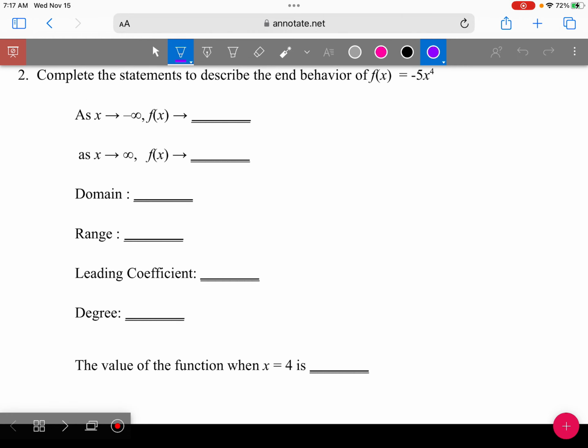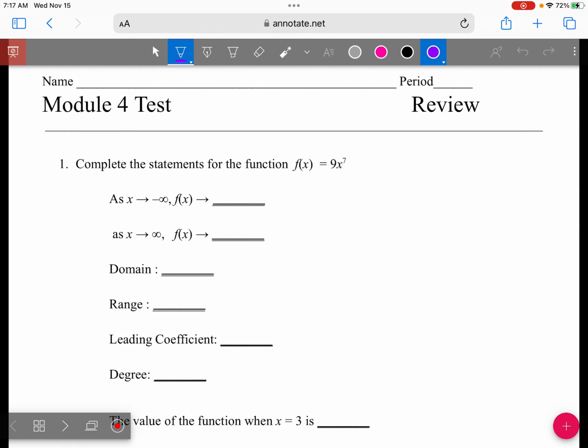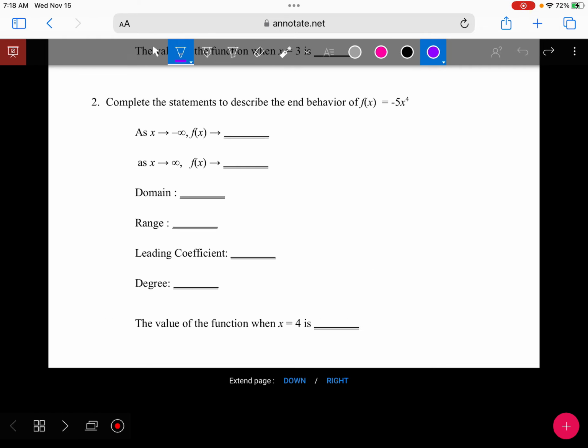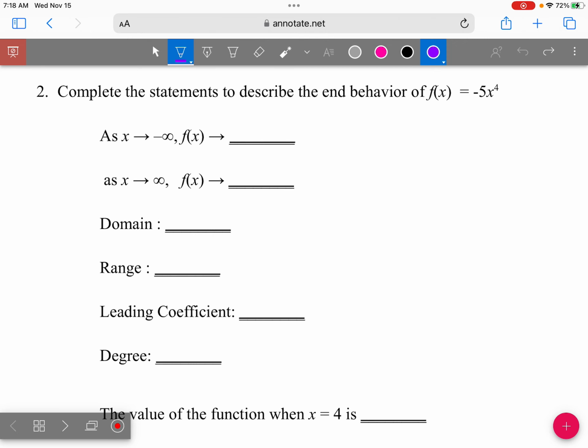So looking at number 2, what we're starting with is describing our end behavior. The first thing we're asked is to describe the end behavior, which is all well and good, except I can't describe the end behavior without doing these 2 first. So we need to start with our degree and our leading coefficient.